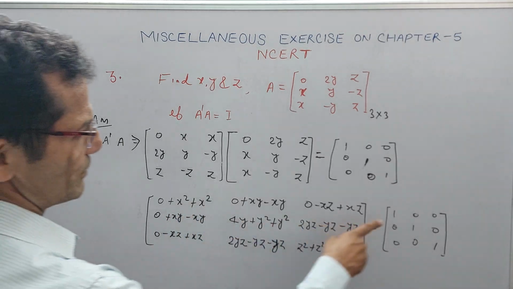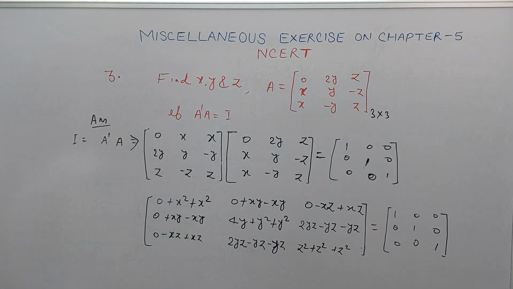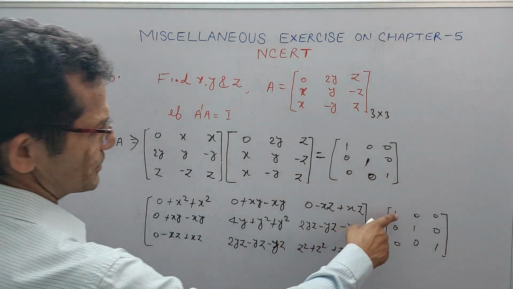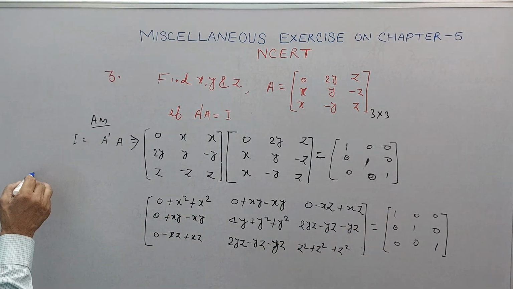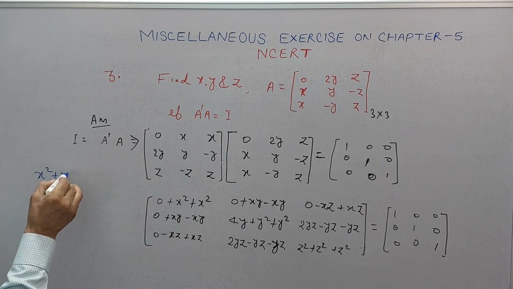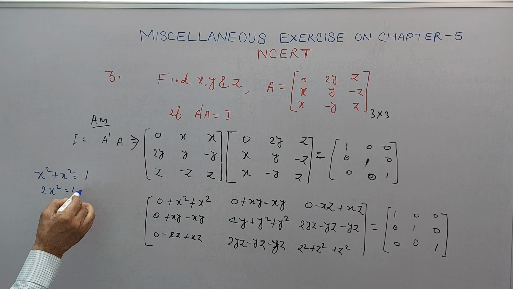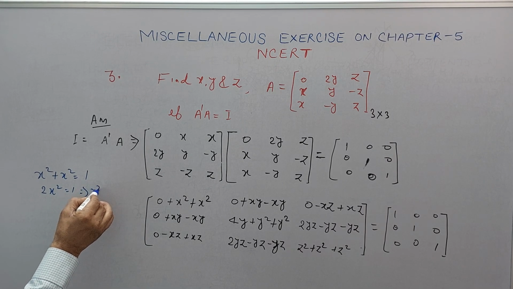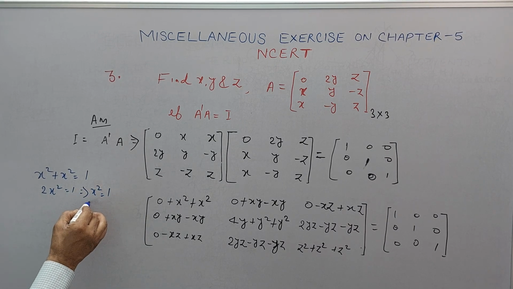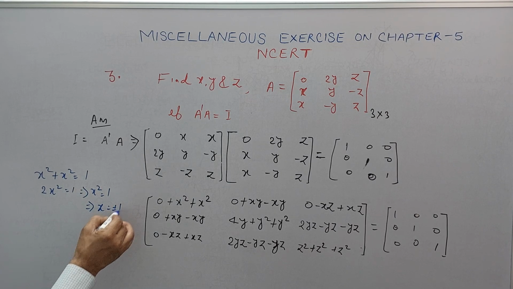Both matrices are equal. Then we have to equalize the corresponding entries. Now this entry should be equal to this one. If I compare these values, this should be equal to this one. Now from here, 2x square is equal to 1, and from here x square is equal to 1 by 2, and then x will be plus minus 1.